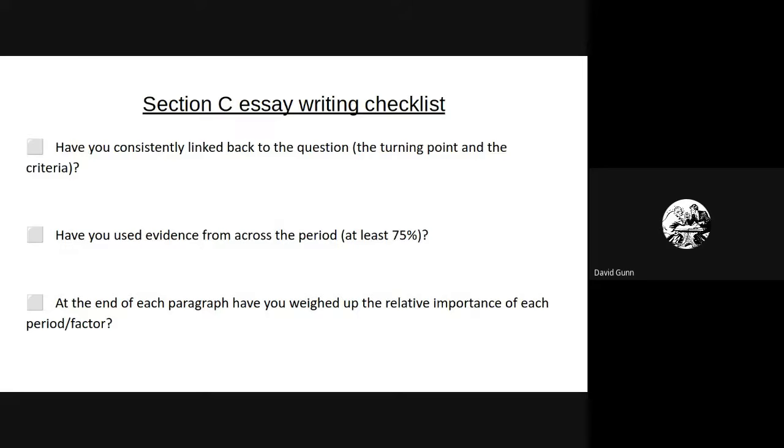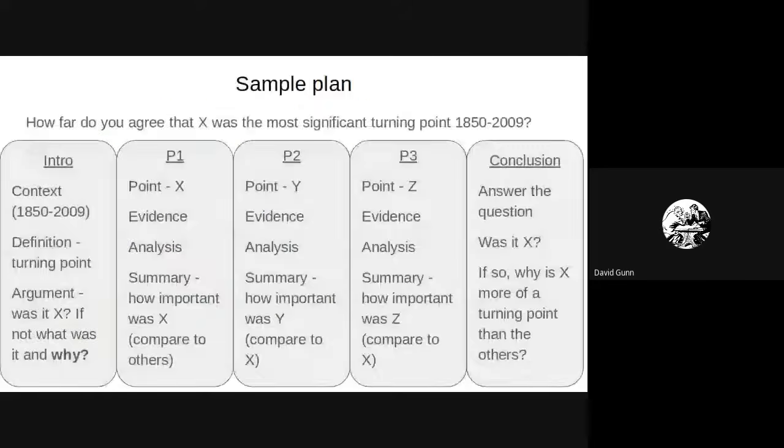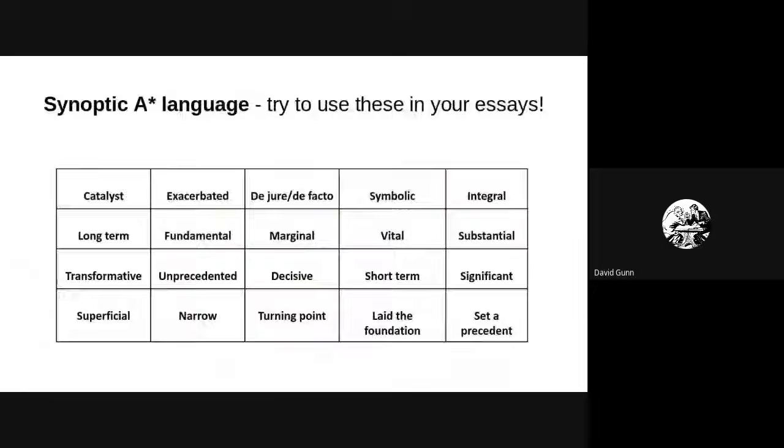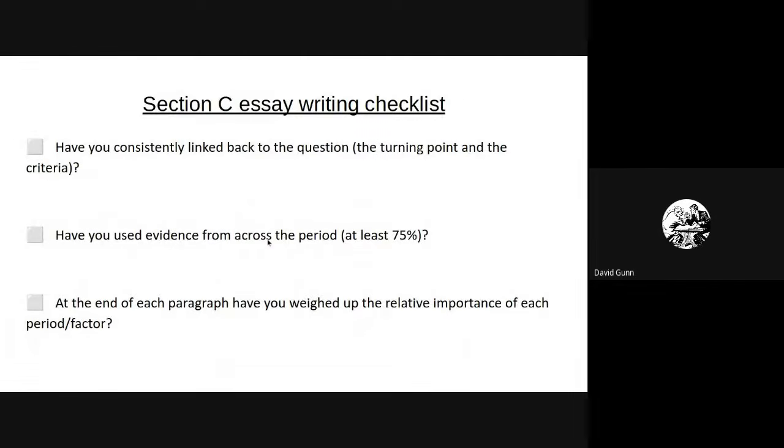Have you used evidence from across the period? So 75%. What I would do for whichever paper 3 you do is work out what 75% of it is. As I've done here for civil rights, it's 120 years. If you do a different paper, what are the dates and what's 75% of that? Work it out. So make sure you cover at least 75%.